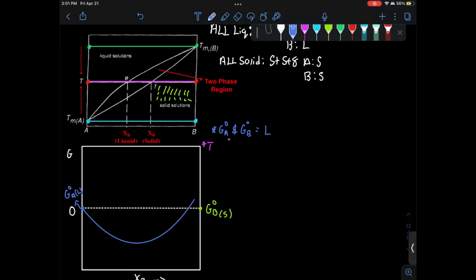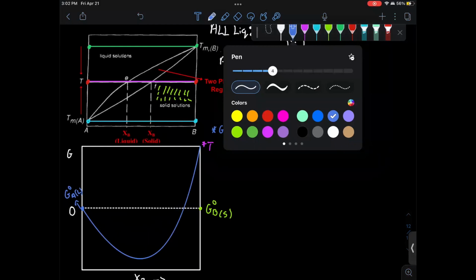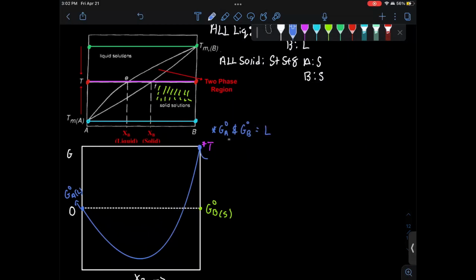Now, what's going to happen if it's a liquid? Well, does my B want to be a liquid? No. So what am I going to have to do if it's a solid? I'm going to have to add some energy to it. I'm going to have to try to melt it maybe. So its Gibbs free energy, if its standard state is a liquid, is going to be up here. This is what it looks like if it wants to be a liquid.